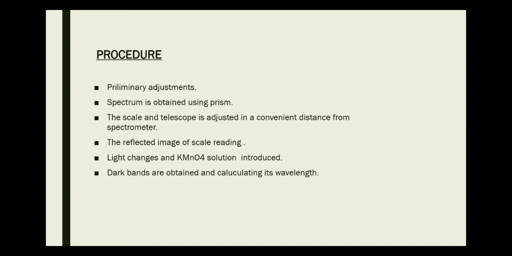That is, initially we get a spectrum consisting of red, yellow, green, blue and violet lines. Then the scale readings for the corresponding spectral lines are taken. Then, removing the mercury lamp and introducing the milky lamp, we obtain four dark bands, and the corresponding scale readings for the dark bands are taken, and using the equations we can find lambda 1 dash, lambda 2 dash, lambda 3 dash and lambda 4 dash.